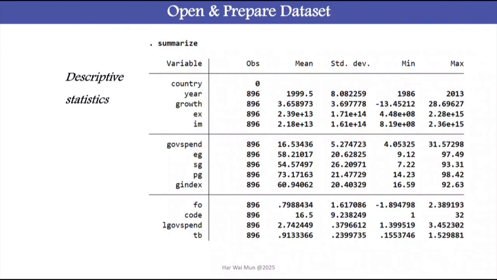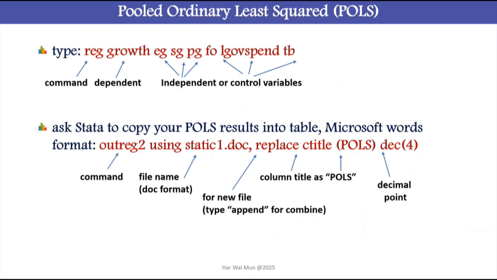Then here, as I showed you, you have the descriptive statistics after you run it. Now we do the regression. You see, inside the command there for the pooled OLS, you type reg. First is the command. Reg means regression.